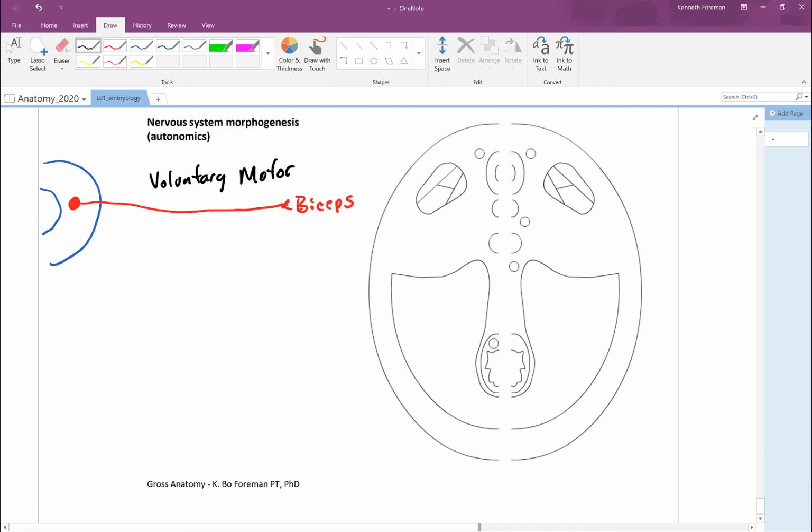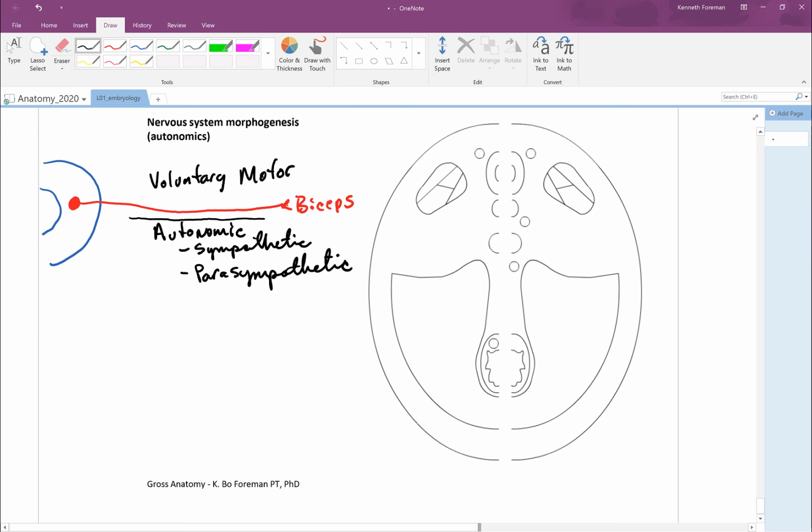Okay? Now, what other motor system do we have? Well, we have our autonomics. Our autonomic system consists of sympathetic and parasympathetics. Sympathetics, fight or flight. Parasympathetics, rest or digest. It's not totally critical right now.